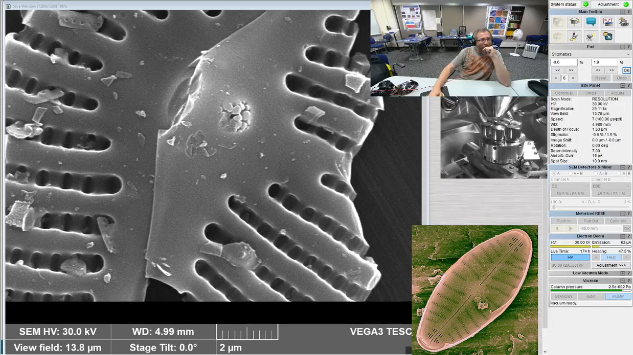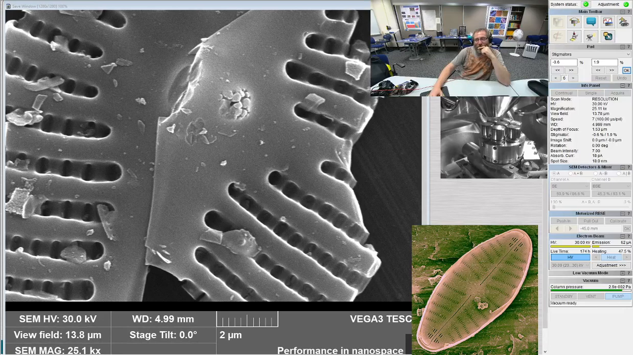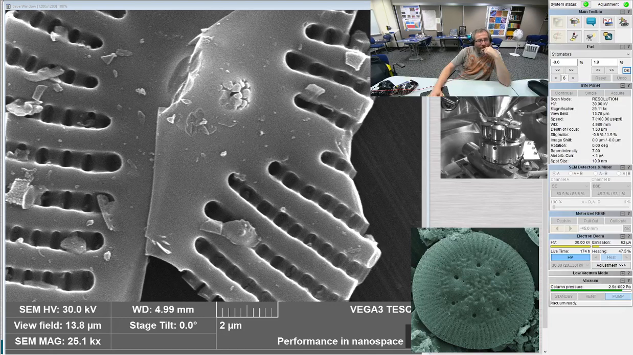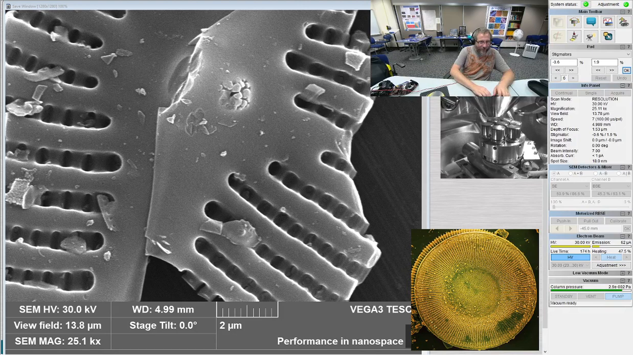That's quite the stigma. It's amazing, isn't it? Yeah. It's in the right place. So that's all I can say about it. That's where it goes with the Cymbellas. So yeah, that's a Cymbella.